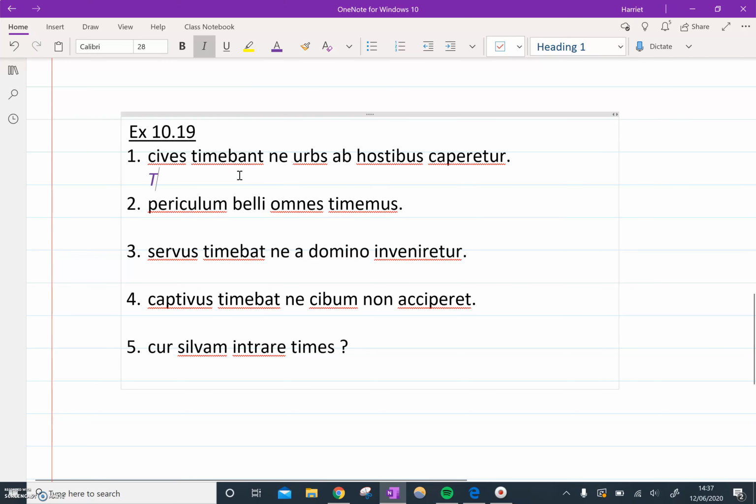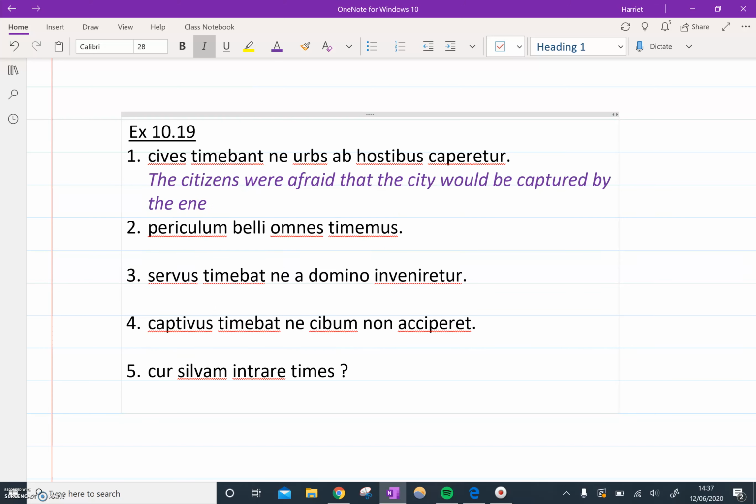Okay, so the answer to number one is the citizens were afraid that the city would be captured by the enemy. So the -tur on the end tells you that it's passive. Remember that the imperfect subjunctive is the infinitive, so here that's capere, plus an ending. If it's active, that ending is -m, -s, -t, -mus, -tis, -nt. If it's passive, then that ending needs to be -r, -ris, -tur, -mur, -mini, -ntur. Okay. Number 2, pause the video, press play when you're ready.